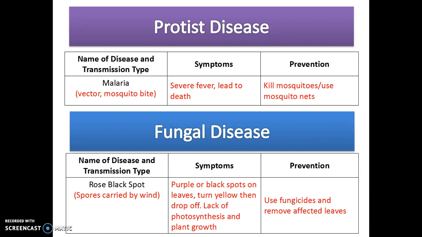So the fungal disease, there's only one: rose black spot, with spores carried by wind. Symptoms are purple or black spots on leaves, which turn yellow and drop off, causing lack of photosynthesis and poor plant growth. Use fungicides and remove affected leaves.